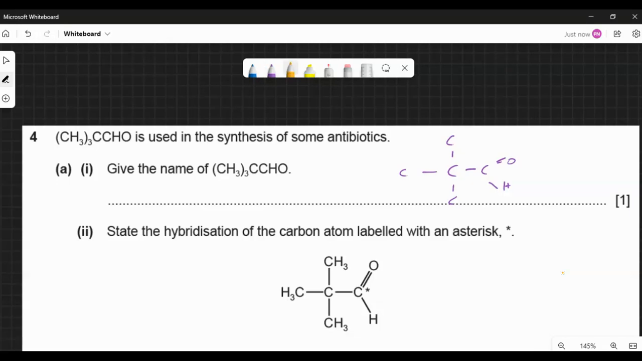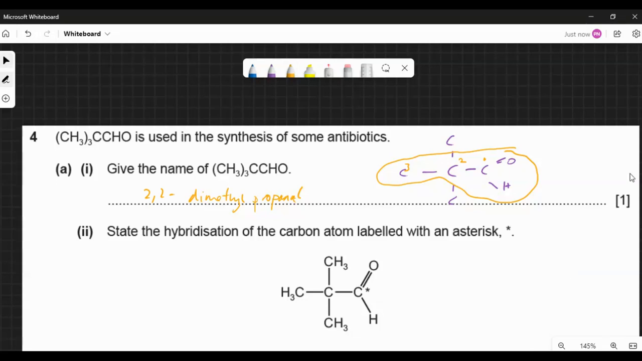So let's name this. That bit is called propanal, isn't it? And we have two methyls on our propanal, so we've got dimethyl, and they're both on number two. We count from the aldehyde side, so they're both on number two. So this is 2,2-dimethylpropanal. Don't forget that's an A there.